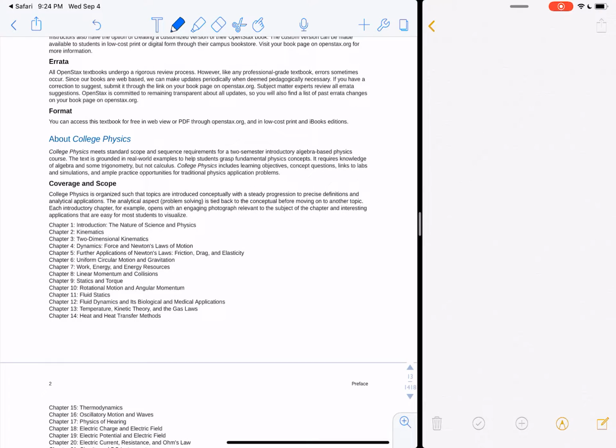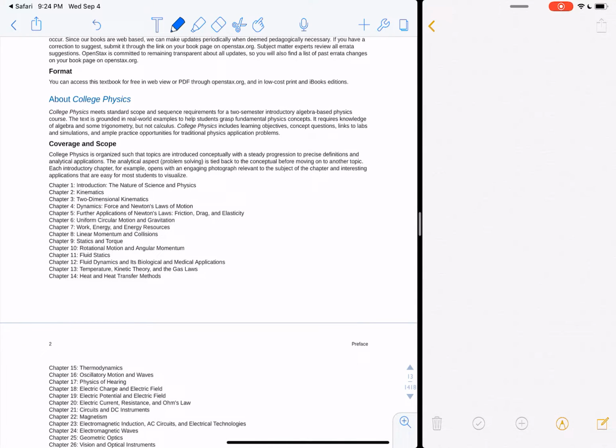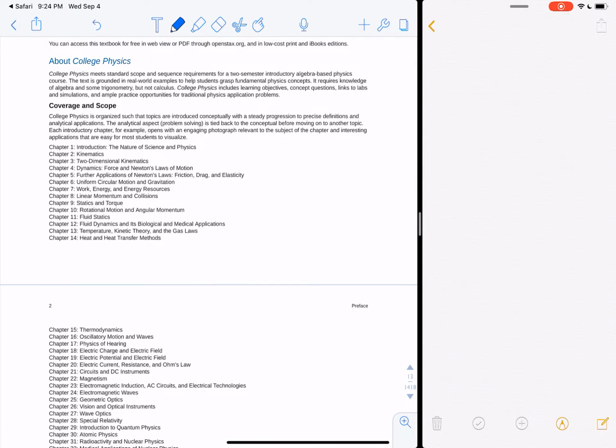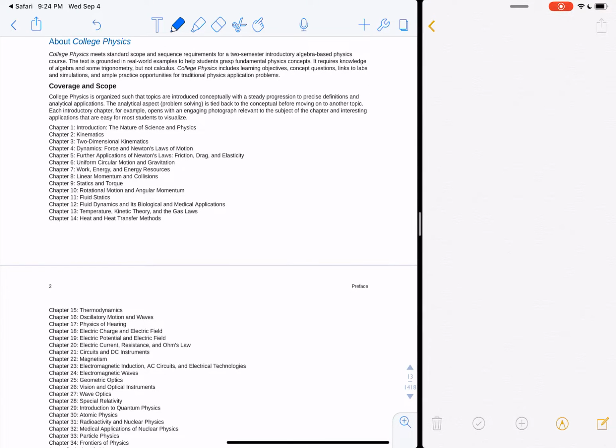Errata: there are some errors. If they find them, they fix them, and it's constantly being updated, which is a nice thing about using a web-based textbook. There's your format there. It's PDF or other forms. College physics is algebra-based physics, with some algebra and trigonometry, no calculus. Don't be afraid of calculus if you have to deal with it someday. It's not a big deal.